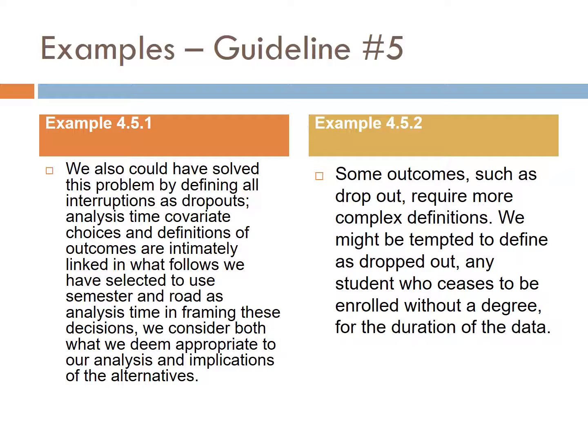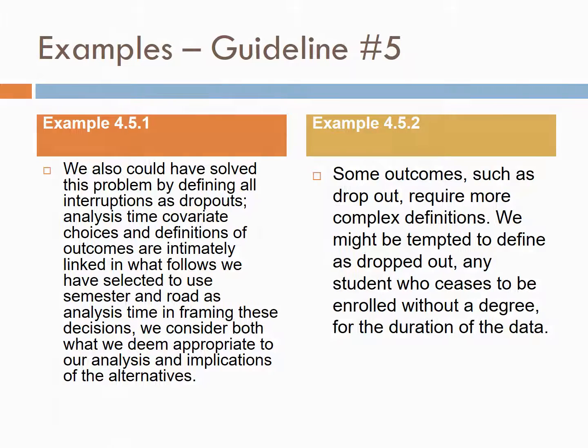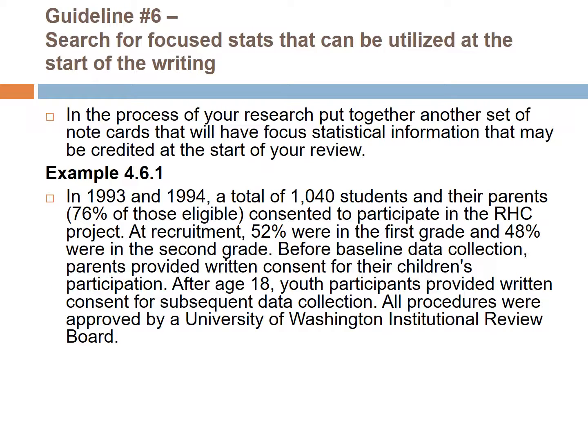Okay, so we're going to go to the next slide, which is guideline 6. With guideline 6, you want to search for focused stats or statistical information that can be utilized at the start of your writing. So in the process of your research, you want to put together another set of note cards. Like I said, note cards are going to be your friend this time. That will focus on statistical information that may be credited at the start of your review.